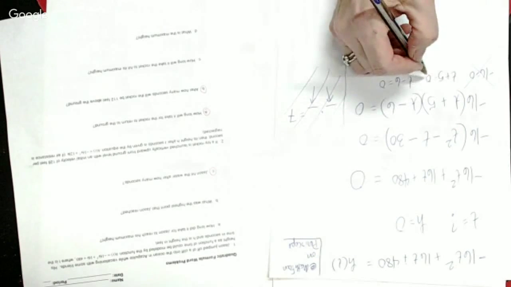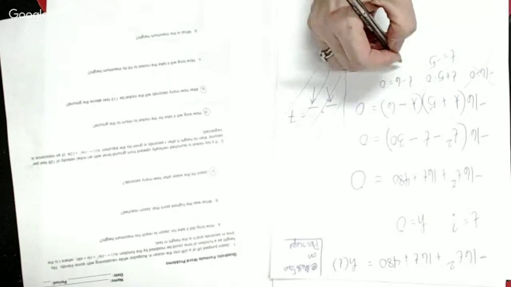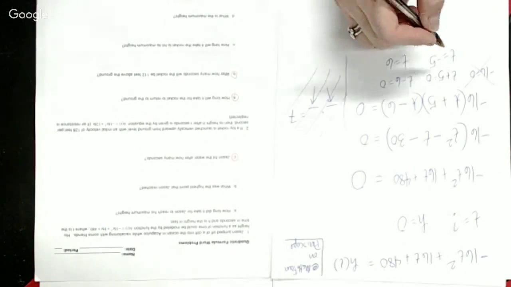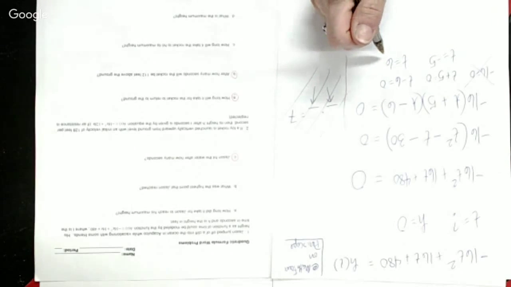So we'll mark off that negative 16 equals 0 because that's just nonsense. If t plus 5 is 0, that means t equals negative 5. And if t minus 6 is 0, that means t equals 6. The whole point of the question is, how many seconds does it take for him to hit the water? So does it take him negative 5 seconds to hit the water? Or does it take him 6 seconds to hit the water?